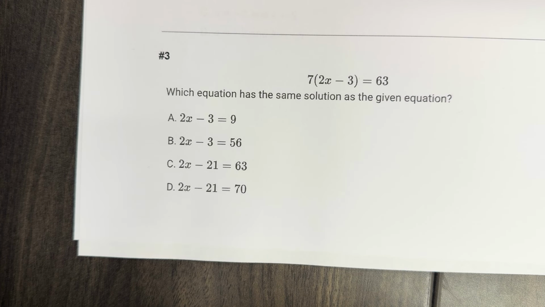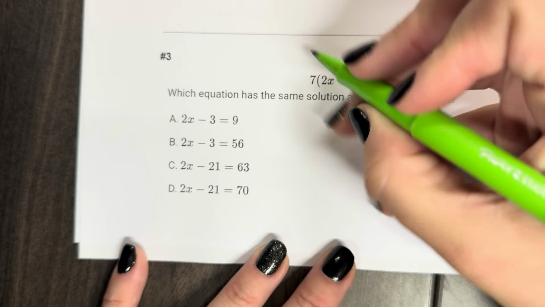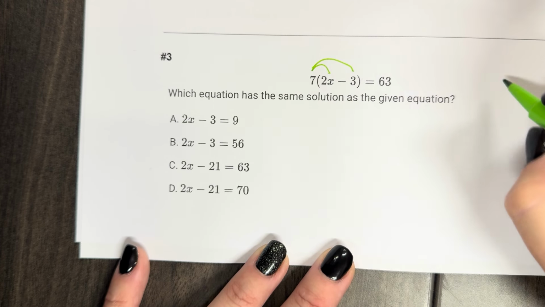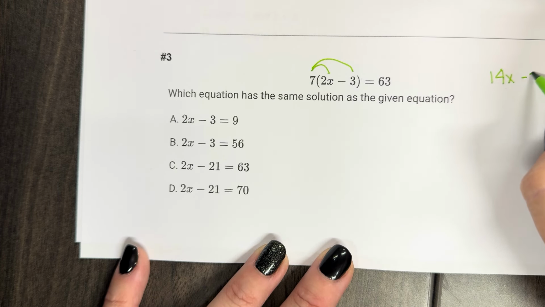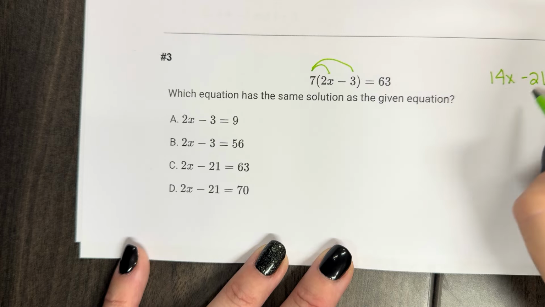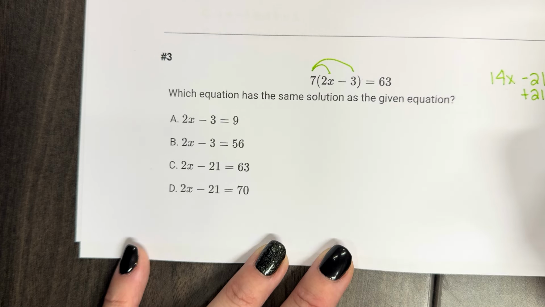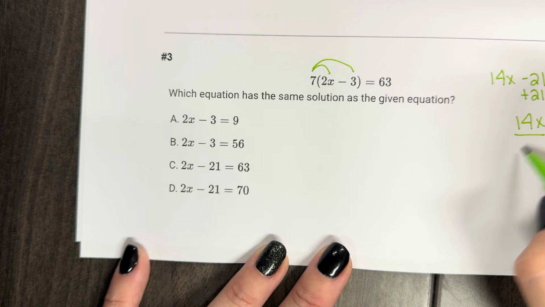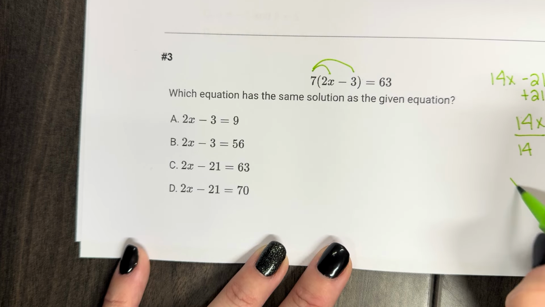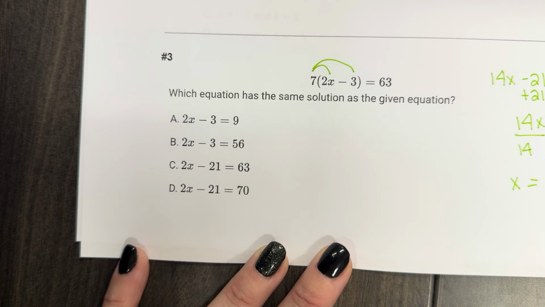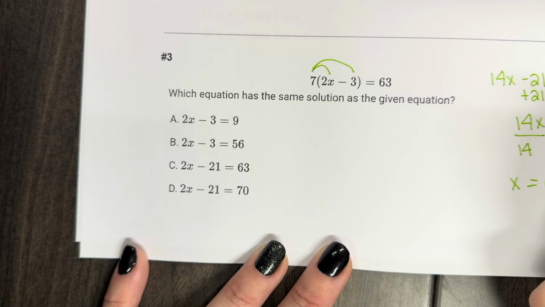Number 3, there are numerous approaches that you can take on number 3. So I know for many of you, we've talked about this concept in class. For many of you, you might go through and start solving each of these equations. So you could solve this first equation for x and say 14x minus 21 equals 63, and then undo subtraction with addition. And then undo multiplication with division. And we'll get x equals 6.